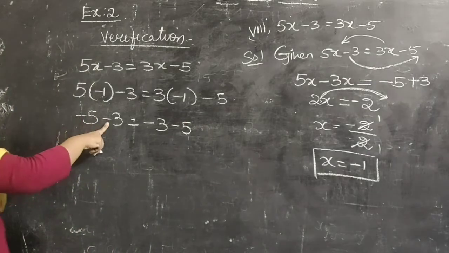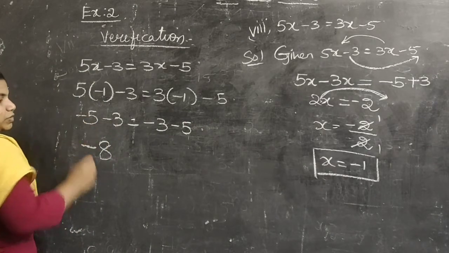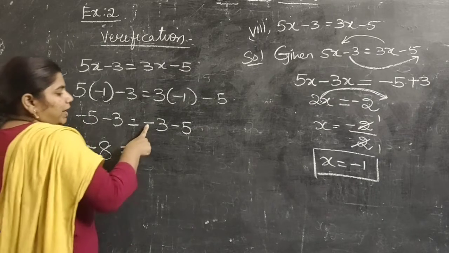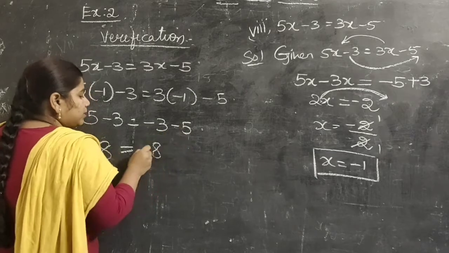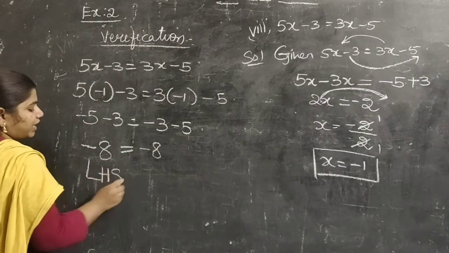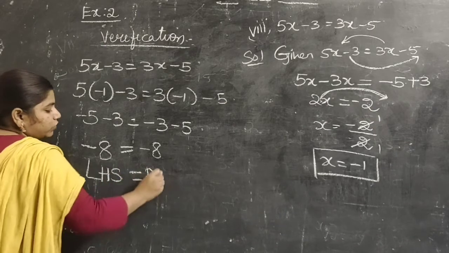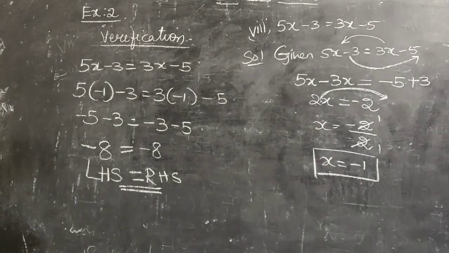Now minus into minus is plus. So 5 plus 3 is 8. Bigger number sign is minus. In the same way, minus into minus is plus. 5 plus 3 is 8. Bigger number sign is minus. So in both the cases you got minus 8. Minus 8 is equals to minus 8. So we can tell LHS part is equals to RHS part.